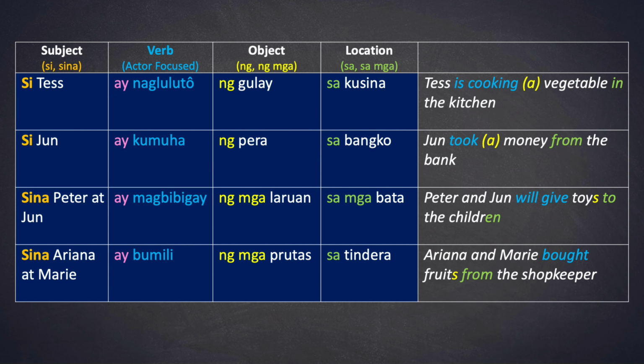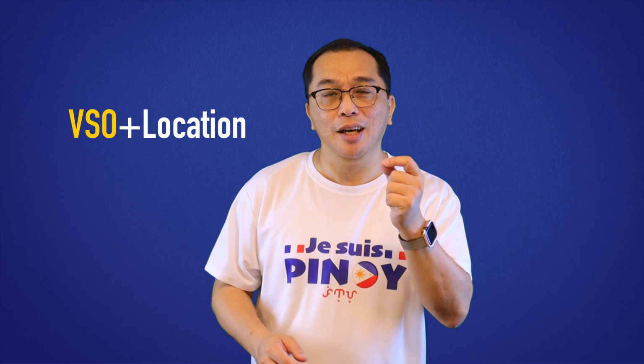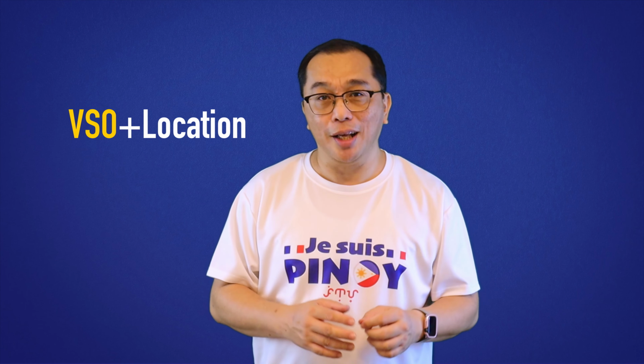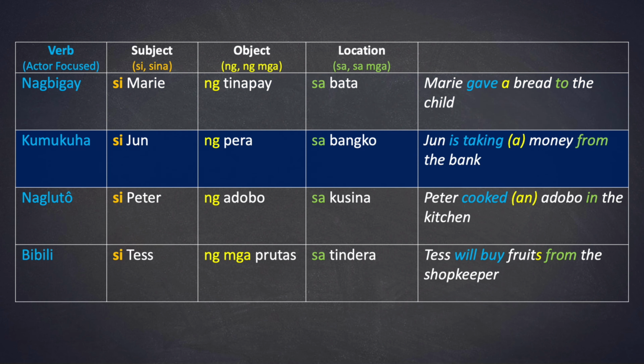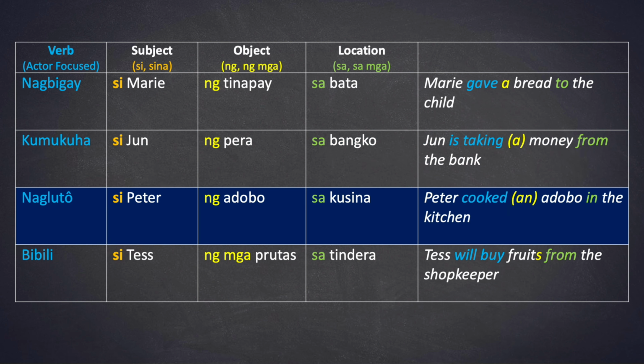To the Filipino ear, this pattern sounds formal and very stiff. This is not my recommended pattern for you to master. Just be aware that this pattern exists. Let's move on to the VSO+Location Pattern, which is more casual. Let's try. Nagbigay si Marie ng tinapay sa bata. Marie gave a bread to the child. Kumukuha si June ng pera sa bangko. June is taking money from the bank. Nagluto si Peter ng adobo sa kusina.